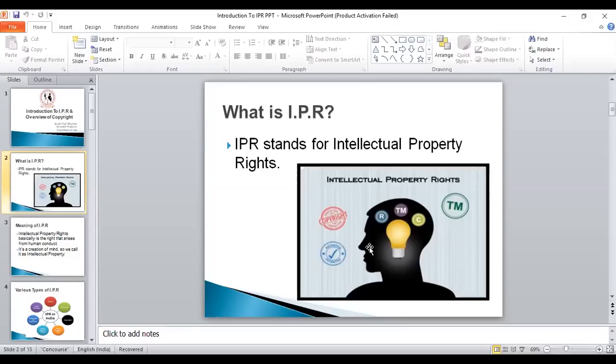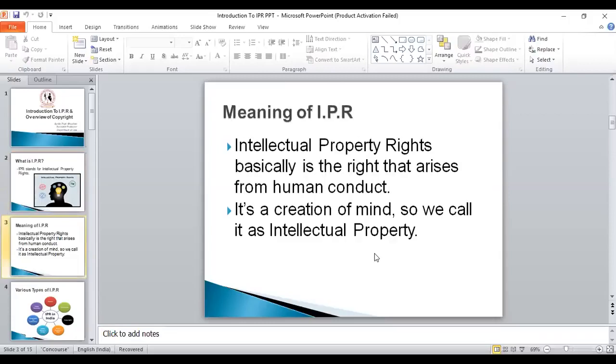Now, what does IPR mean? IPR means intellectual property right. Basically, it is the right that arises from human conduct. Since it's a creation of the mind, we call it intellectual property. We have discussed that anything you create by using your mind, by applying your intellect, is your own property, and on that property you have certain rights. If you have a house, that house is yours, it's your property, and you have all the right to protect your house.